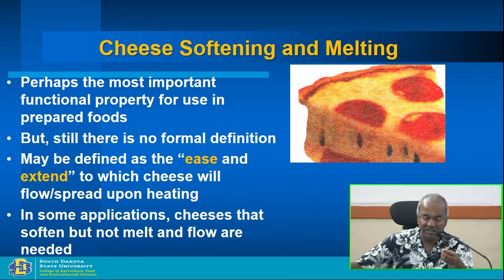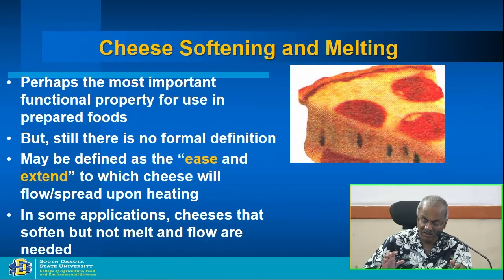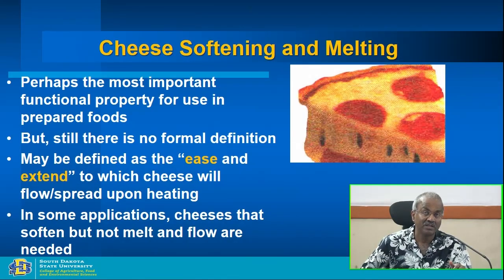It's the most important functional property for use in prepared foods, but there's still no formal definition. Definition-wise, it could be the ease and the extent to which the cheese will flow and spread upon heating. In some cases, cheese that softens but does not melt and flow is needed. One prime example is burgers. There, you don't want to see cheese coming out at all.